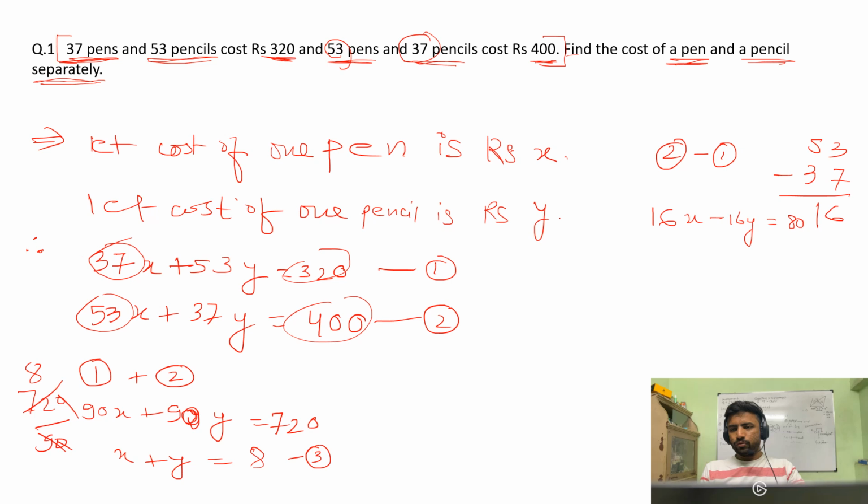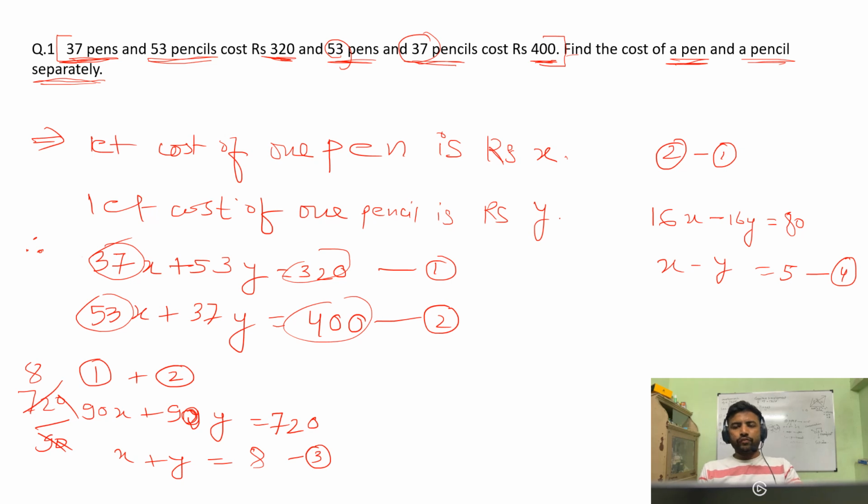Now what we have to do, we have to just divide this equation by 16. So x minus y is equal to 80 upon 16. 16 fives are 80, so it is 5. This is equation number 4.